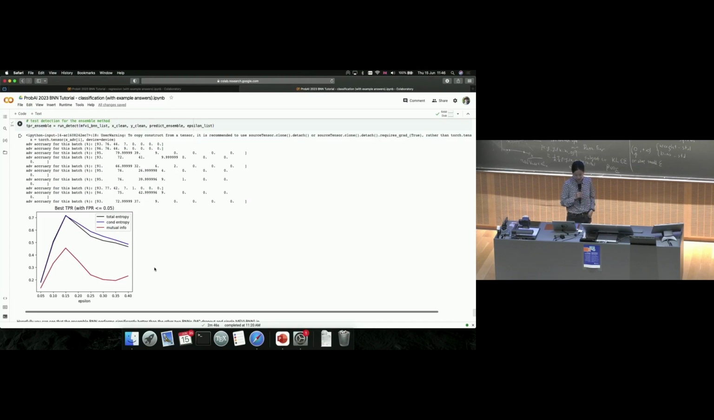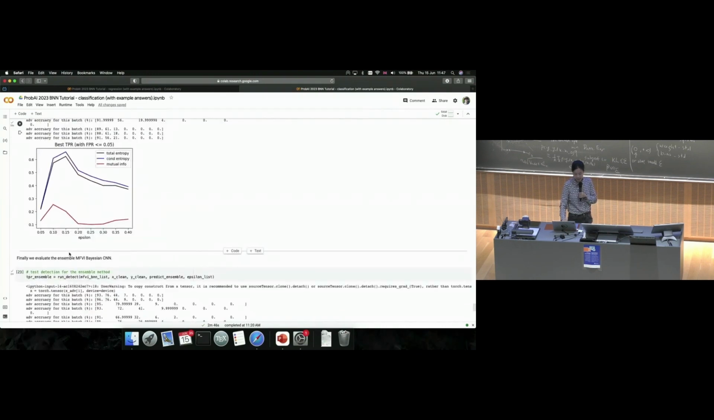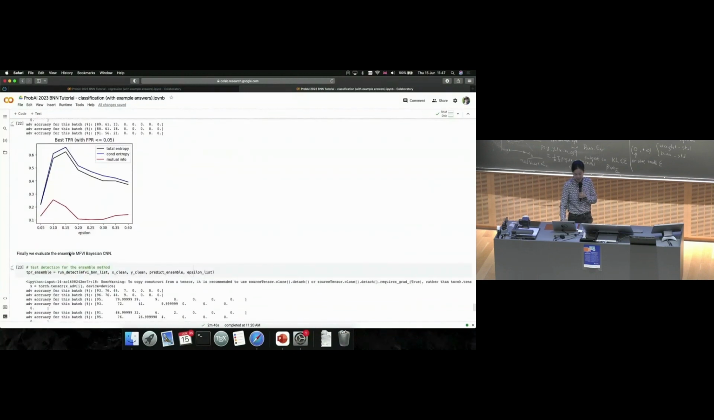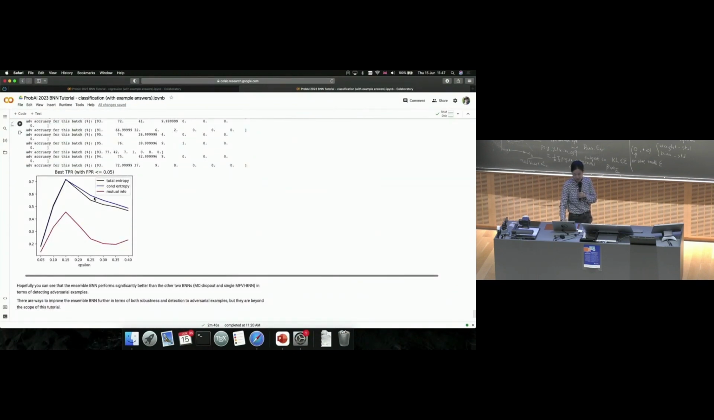So the interesting thing here is, with this uncertainty estimate, especially using this total uncertainty and also the conditional entropy, you can see there is an increase of the true positive rates in terms of detecting adversarial samples when you increase the strength. The interesting thing here is you see some decrease. That's the thing that I'm not exactly sure about, but you can still detect it decently.